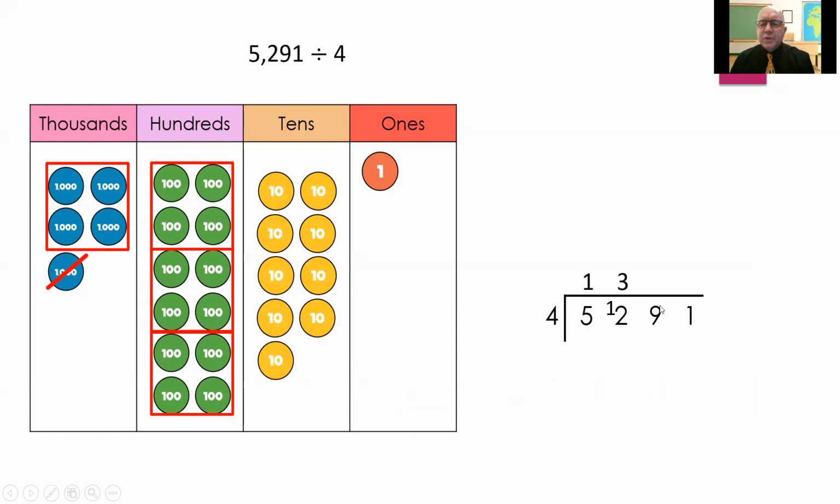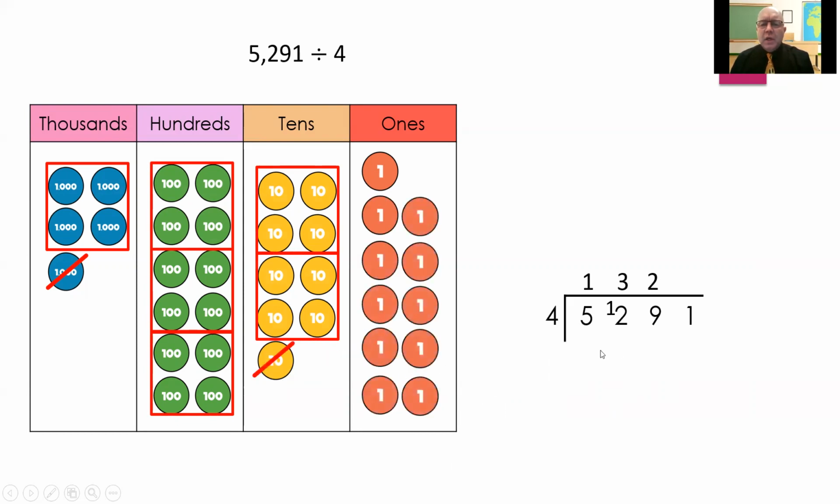Move on to our tens. We've got 9 tens, and we're going to see how many groups of 4 we can make. 1, 2. So 2 goes in our answer, but we've got 1 left over. So this 10 is exchanged for 10 ones. There we go. And that's how we show it in the bus stop. So we've now got 10 ones that were exchanged from the 10 here. So 10 ones and 1 1. So we've got 11 ones.